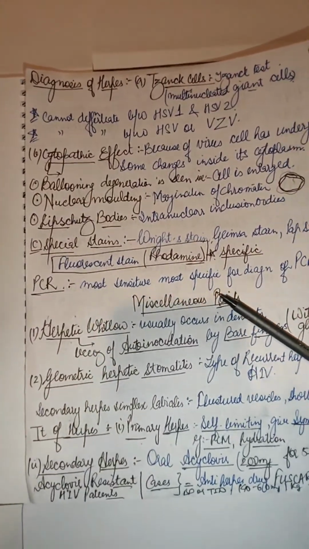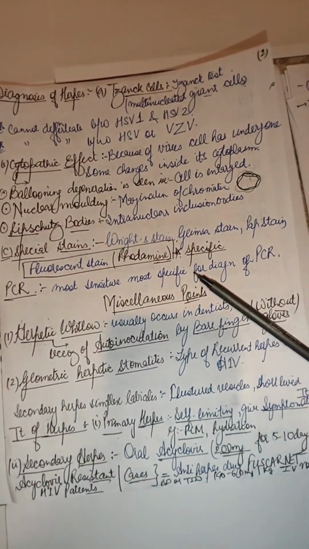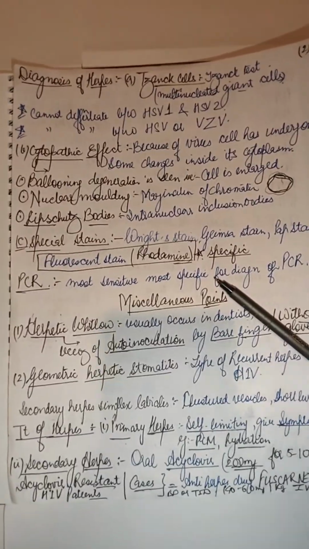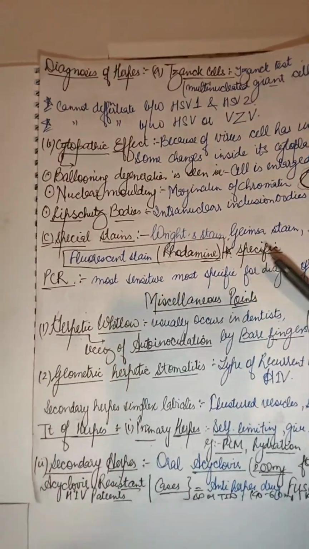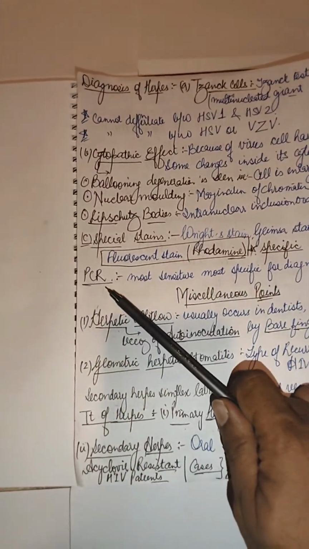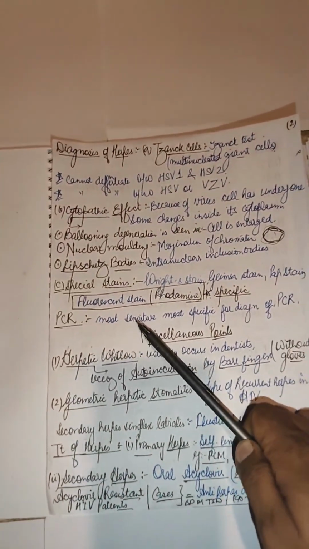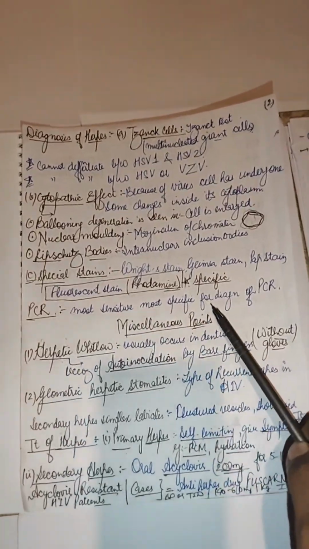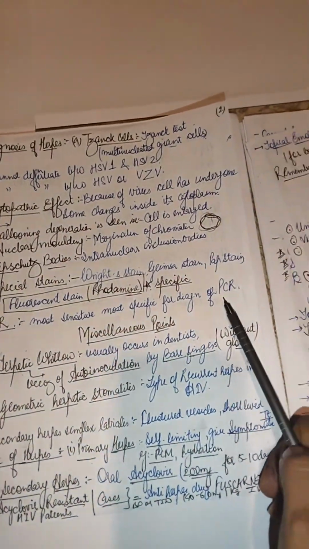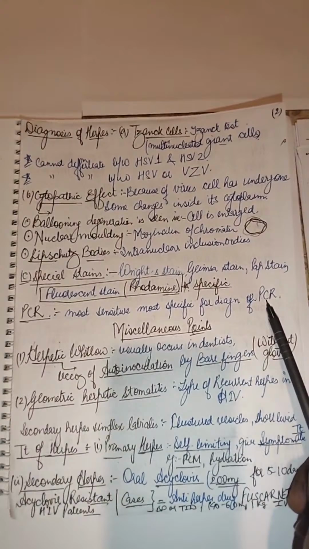Next, the most sensitive and most specific test for diagnosis of herpes simplex virus infection is the polymerase chain reaction. The PCR helps in accurate diagnosis, and it is the most sensitive and the most specific for the diagnosis of herpes simplex virus infection.